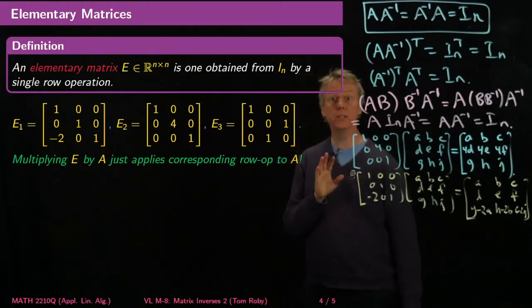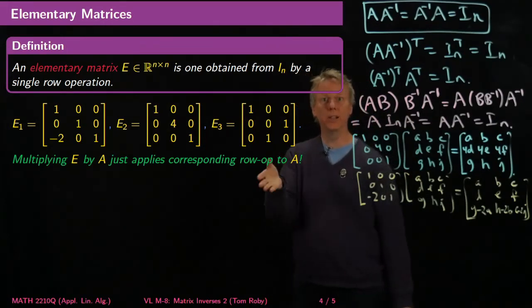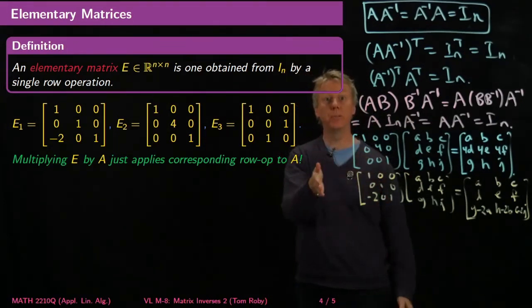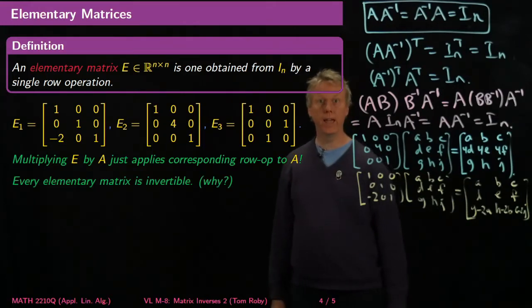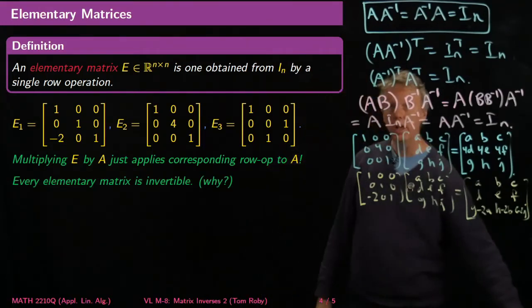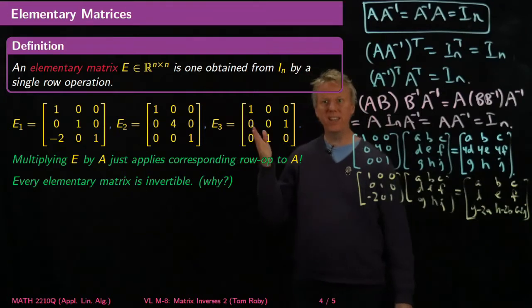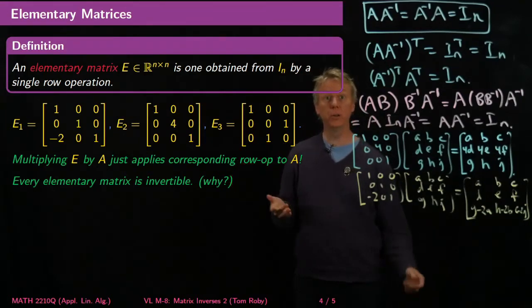So this is very exciting because it allows us to replace something that's algorithmic with something that's algebraic. And so now here's the next thing to figure out. From this we can see that every elementary matrix is invertible. Why?